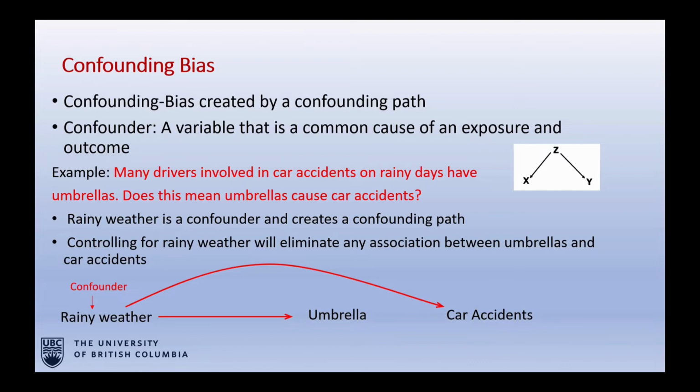We know that rainy weather is associated with car accidents, and people carry umbrellas on rainy days. So rainy weather is a confounder, and if we adjust for this variable through the techniques that we talked about, then you would see no association between umbrella use and car accidents because we block the path of a non-causal association from umbrella use to car accidents through blocking the path on rainy weather.